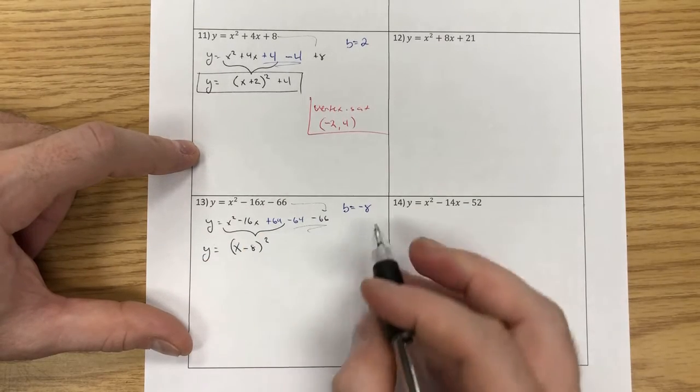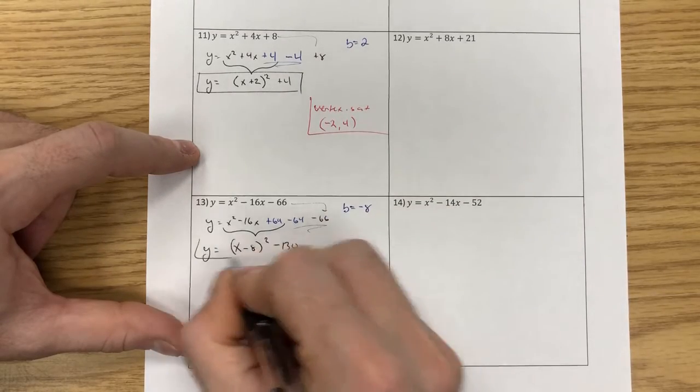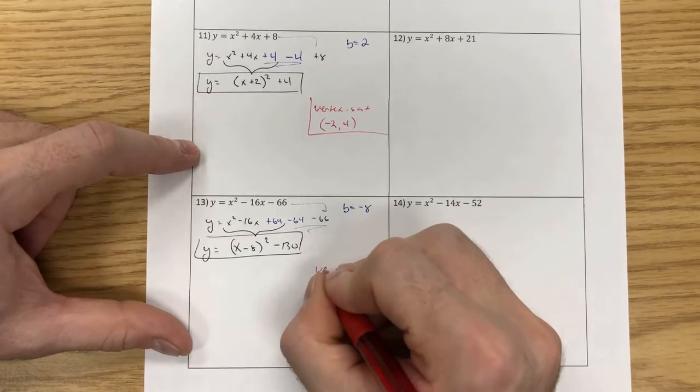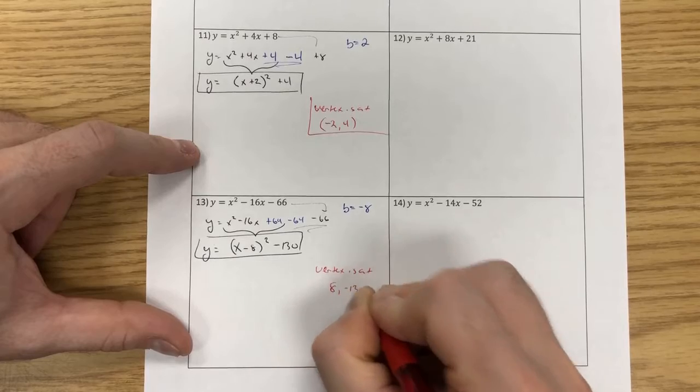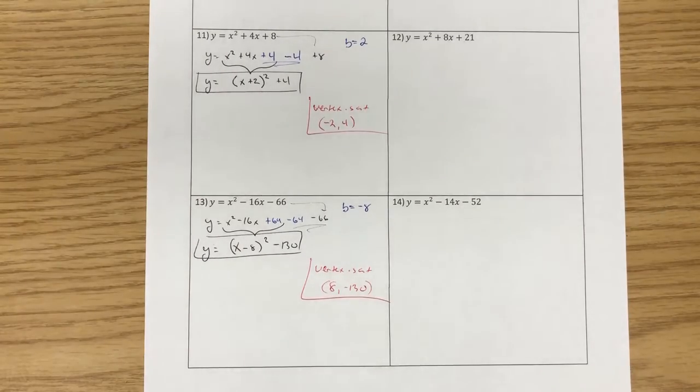And then the next thing I'll do is I'll say, okay, that's 120, 130. And if we wanted to show off, our vertex here is at (8, -130). Done. And there we go.